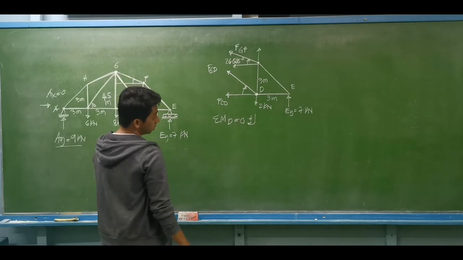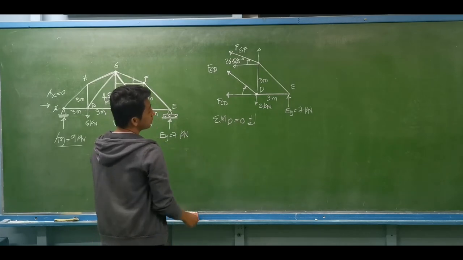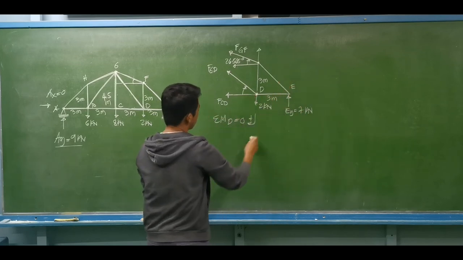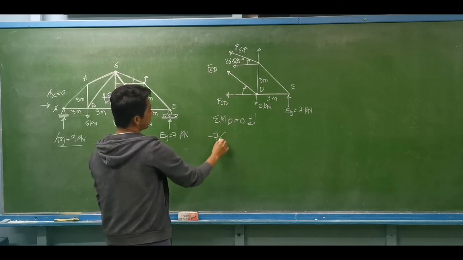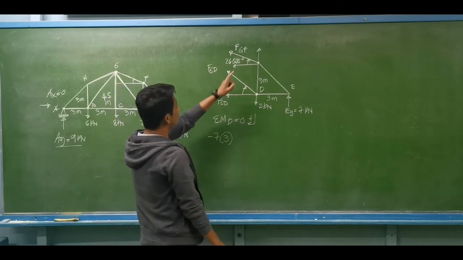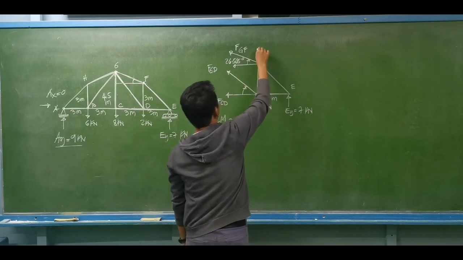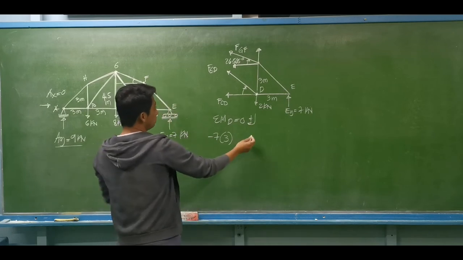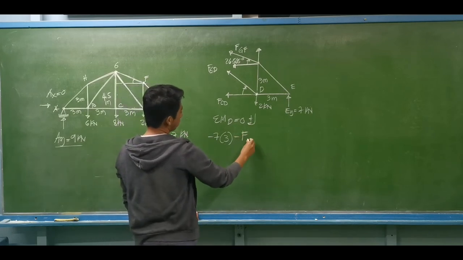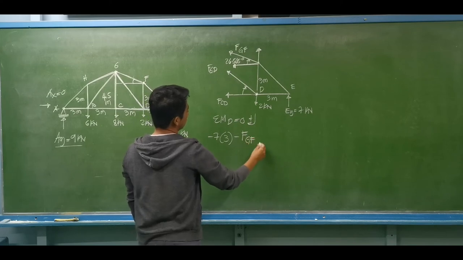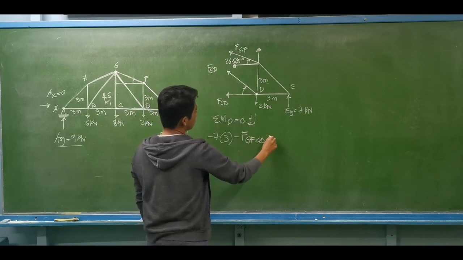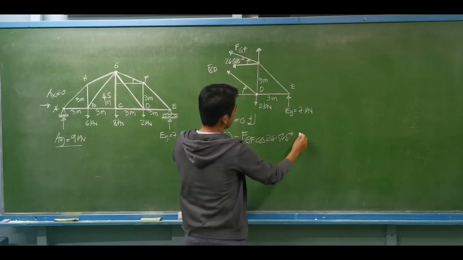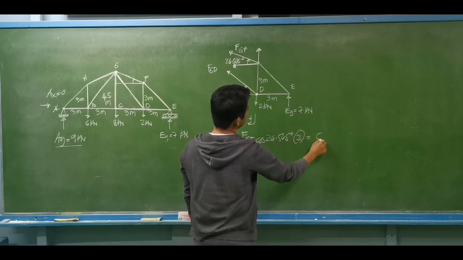Summation moment at D equal to 0, clockwise moments to be positive. At this point, the rotation of the 7 kN is counterclockwise, that is negative. Negative 7 times 3. The vertical component of GF is eliminated, we are just considering the horizontal component. That will be counterclockwise, minus the axial force for member GF, horizontal component is cosine of 26.565 degrees multiplied by 3 meters, equal to 0.